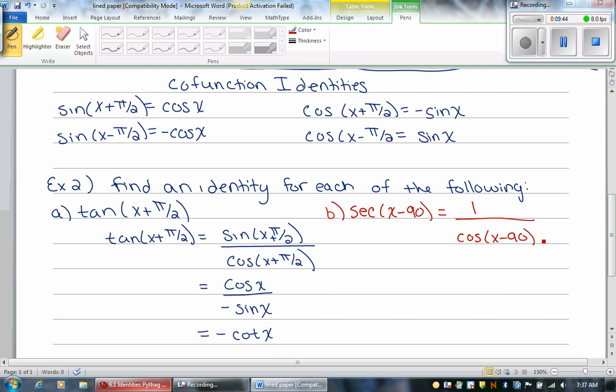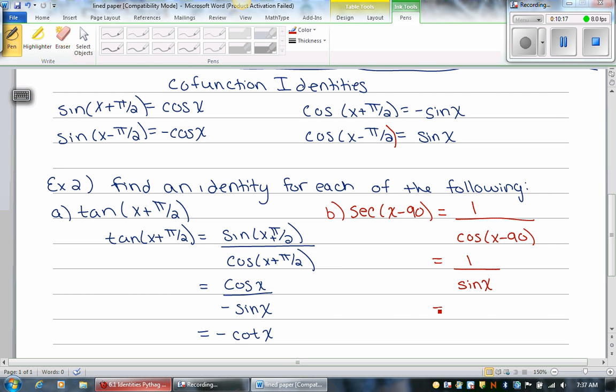And if you notice, this is just written in degrees instead of like our cofunction identities up here being written in radians. And that's okay. We can do these either way. So I know from my cofunction identity above that cosine of x minus 90 is equal to sine. So I can take cosine of x minus 90 and substitute in sine of x.